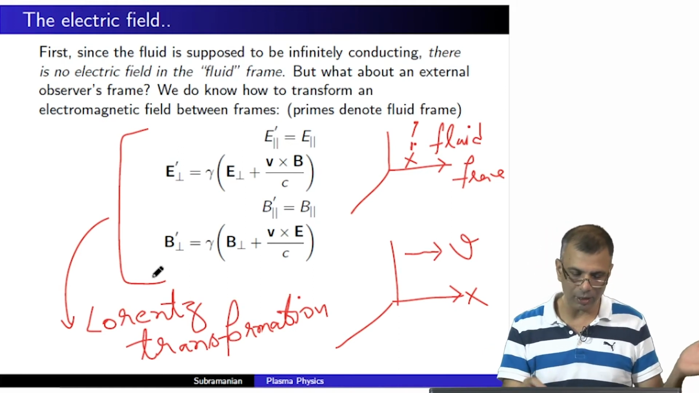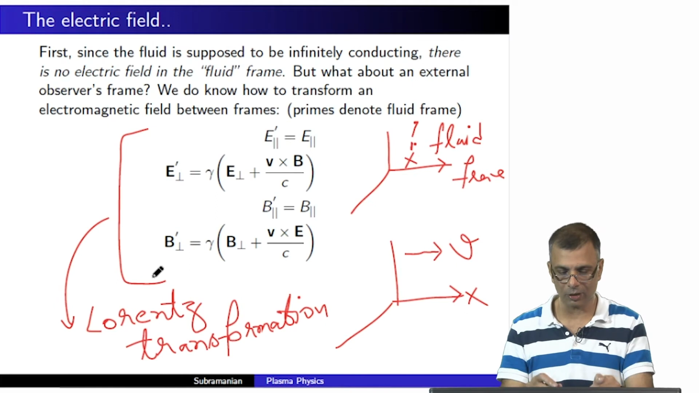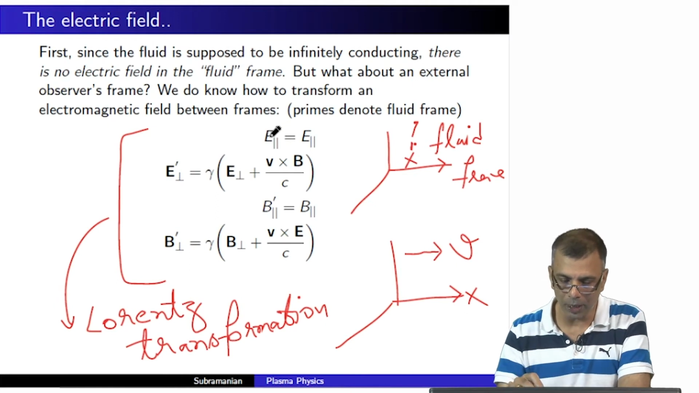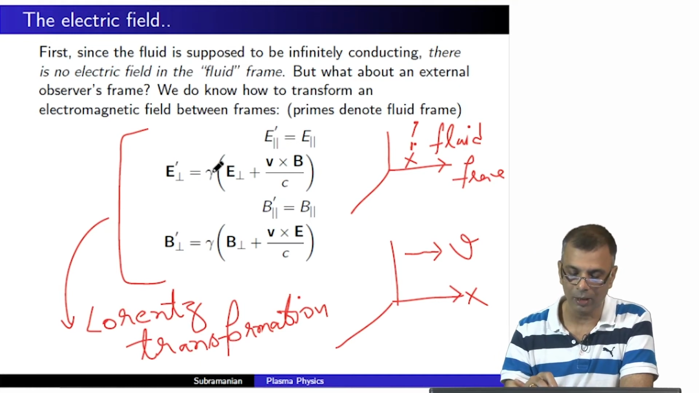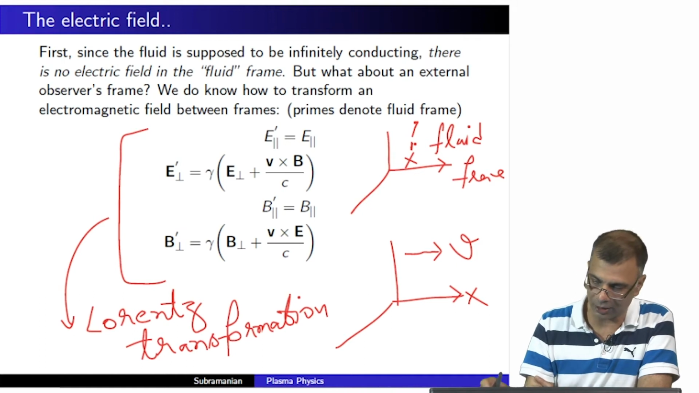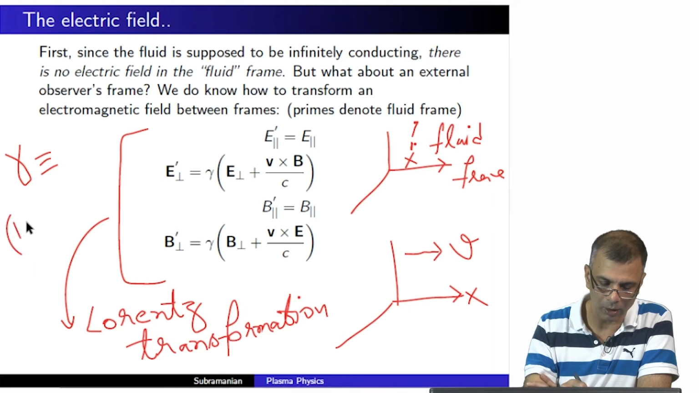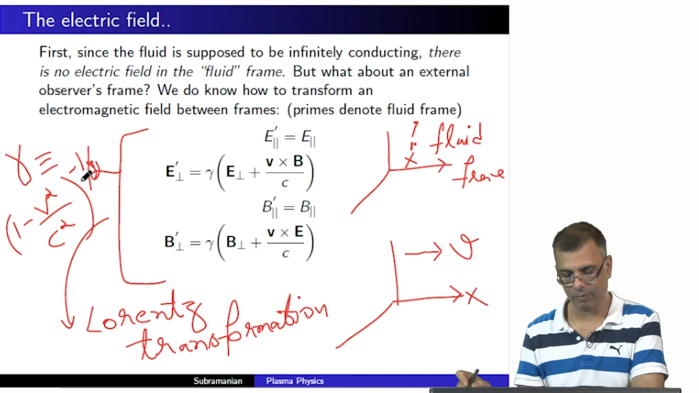And this is essentially how you transform between these two frames, and this is called the Lorentz transformation. The E parallel prime is the same as E parallel. However, that is not the case with E perpendicular. And this gamma, you see this v here, the gamma is essentially the Lorentz factor, and the gamma is defined as 1 minus v squared over c squared raised to the power minus 1/2.